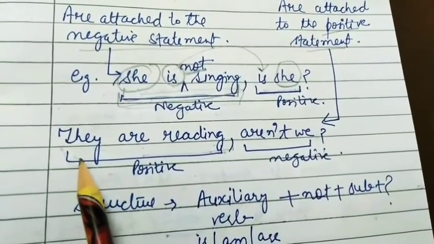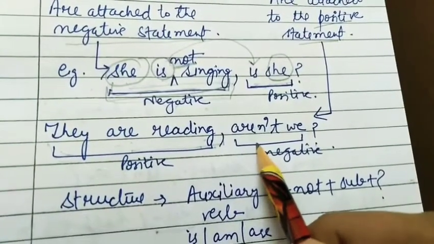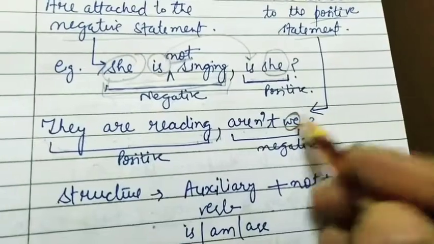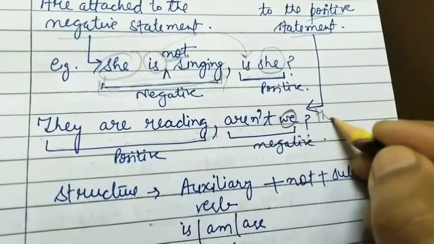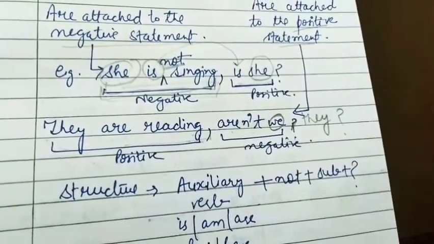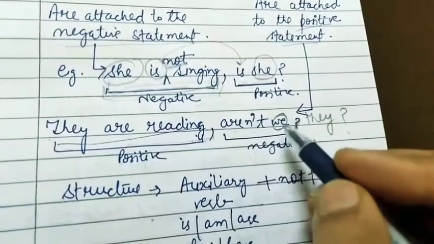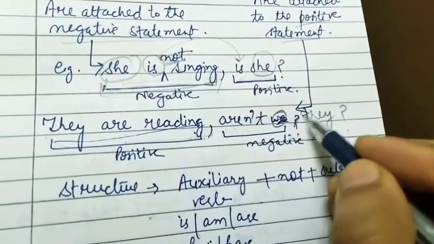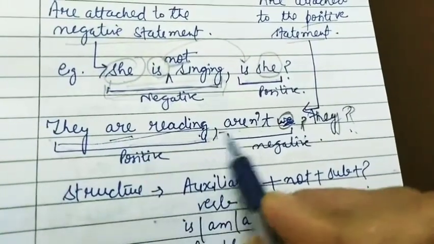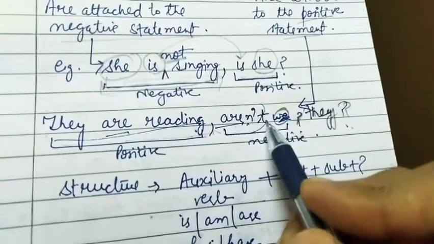Now see here, they are reading, okay? And what will be the question tag here? Sorry, here it will be aren't they, okay? It will be aren't they, all right? So the statement is positive here, so here the question tag becomes negative, right? Are we have used here, and we have used the contraction form of are not, right?